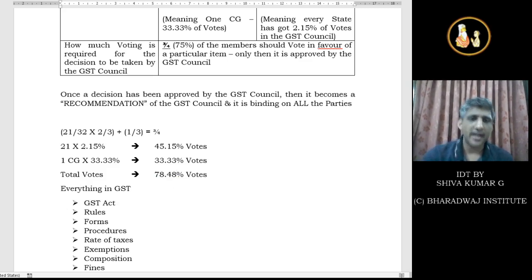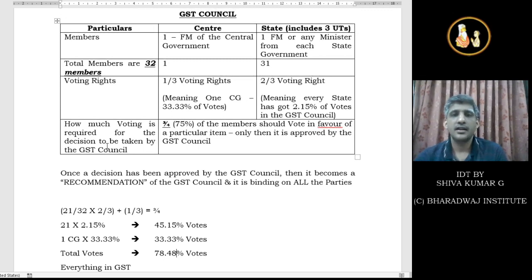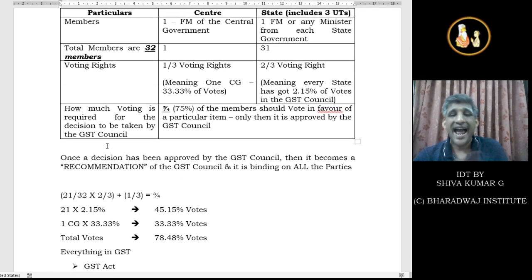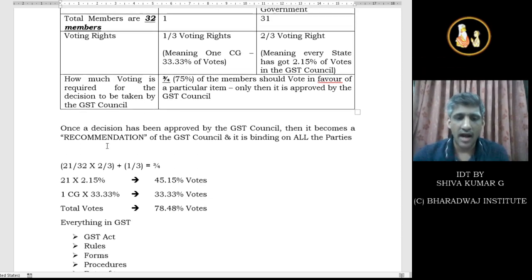Of course, 20 states can also vote. 20 states means we'll go 2.15 less, still we'll get more than 25. So minimum 20 states out of the 31 states, and the central government should agree. Okay, if all state governments agree, still they'll get only 66.67. If the central government agrees and nobody else agrees, they'll get only 33.33. So 20 out of 31 states, and the central government has to agree.